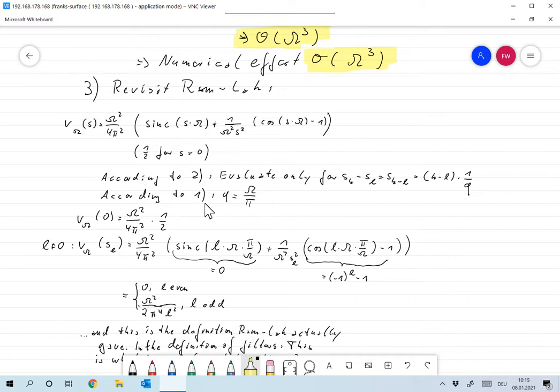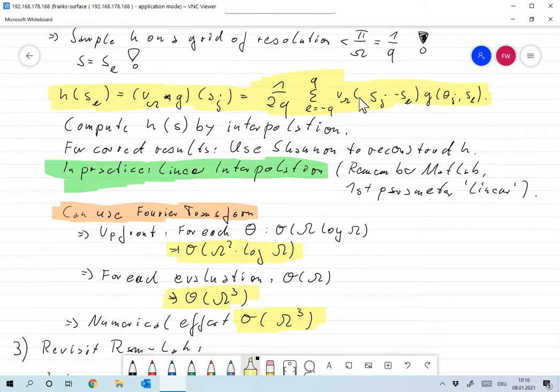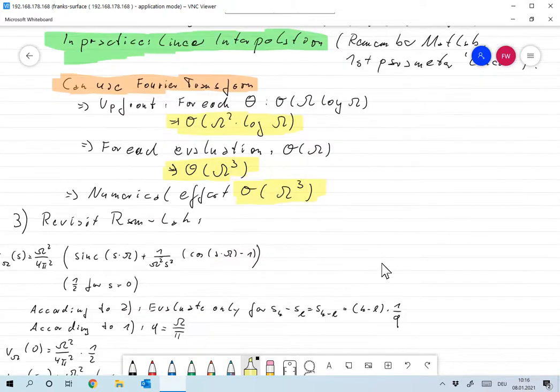First of all, according to 1, we have Q equals omega over pi. And according to 2, we would like to evaluate the convolution, and that means the V omega of S only for Sk minus Sl, which is K minus L times 1 over Q, right? I mean, that's the only thing that comes up here. This is the one.